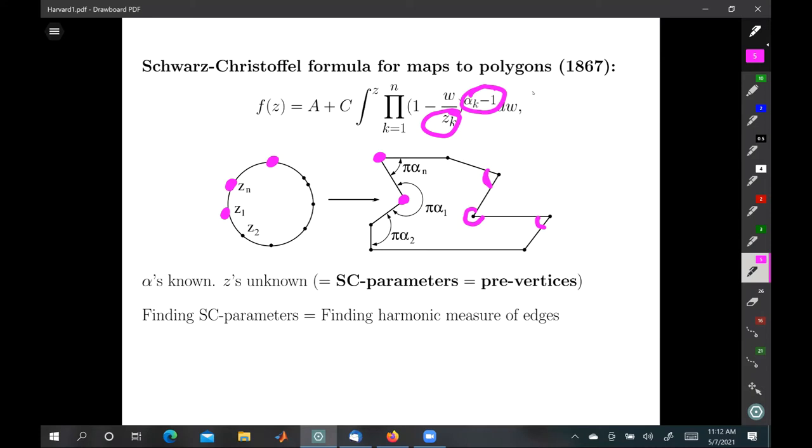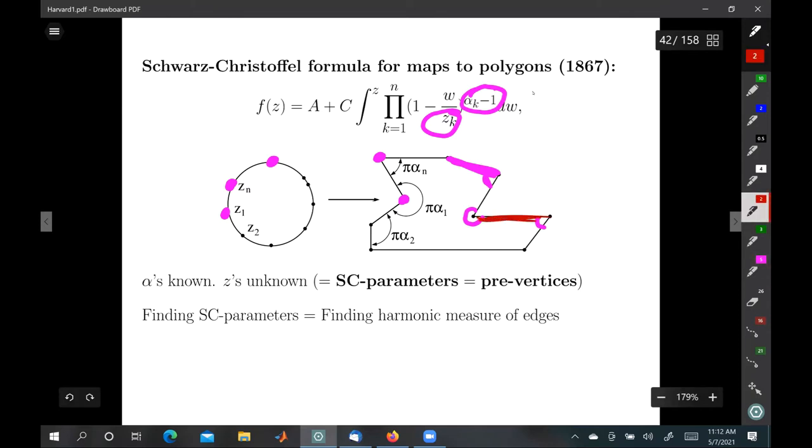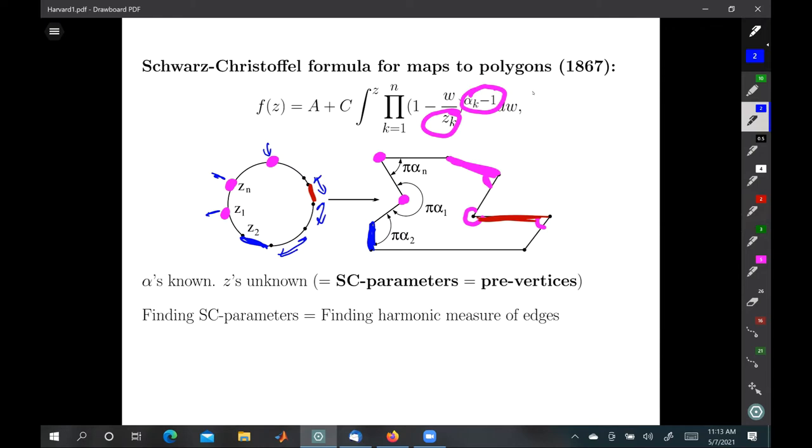Now, the harmonic measure of the different sides, like this side, is the length of the arc. That's because the harmonic measure is conformally invariant, or the harmonic measure of this side might be the length of this arc. So if you know what the points are, if you know these pre-vertices, it's the same as knowing the gaps between them. And so we have reduced computing harmonic measure on polygons to defining the harmonic measure on the disk, and the Schwarz-Christoffel formula reduces that to knowing the harmonic measure. So it looks like we've done this circle. It looks like we've gone nowhere.